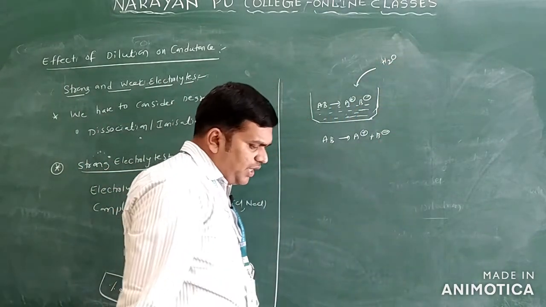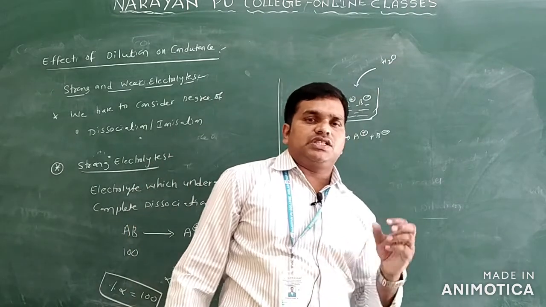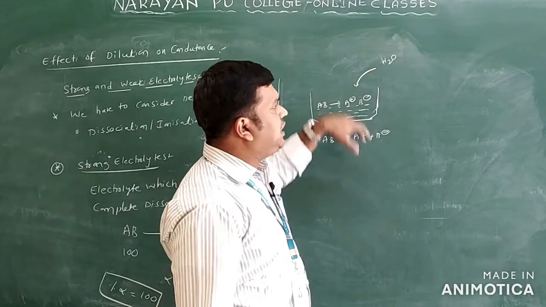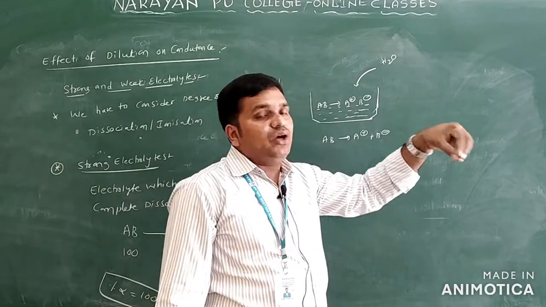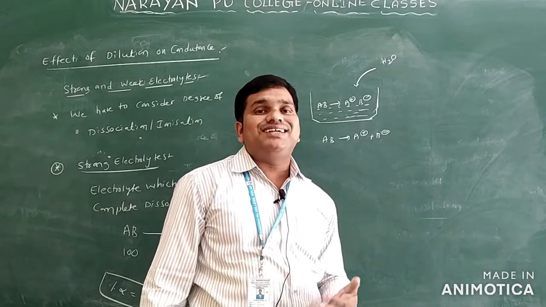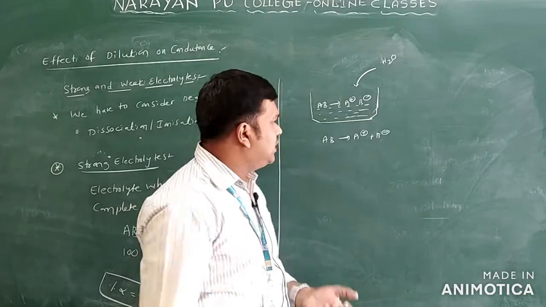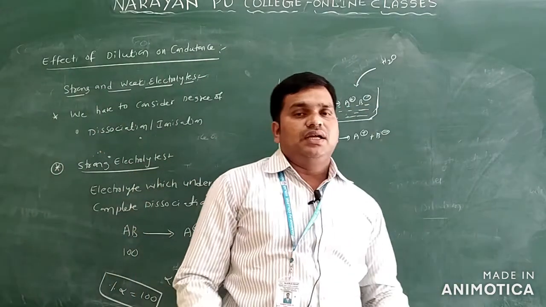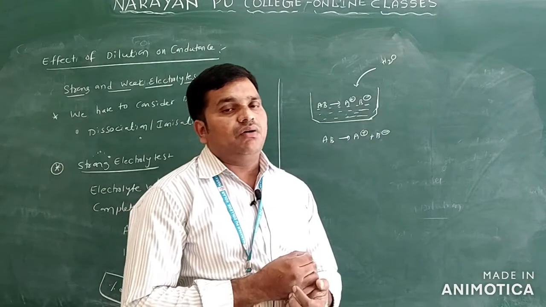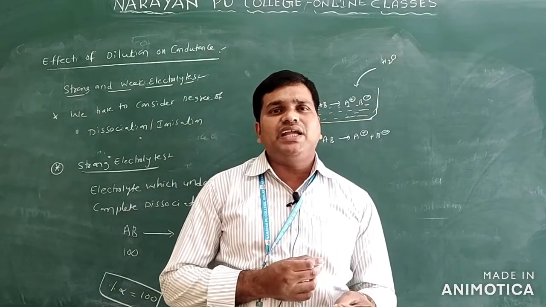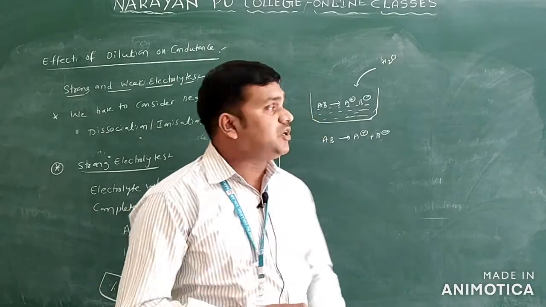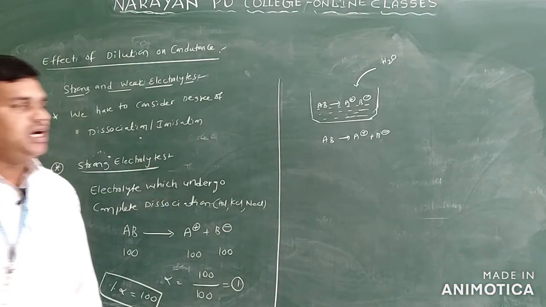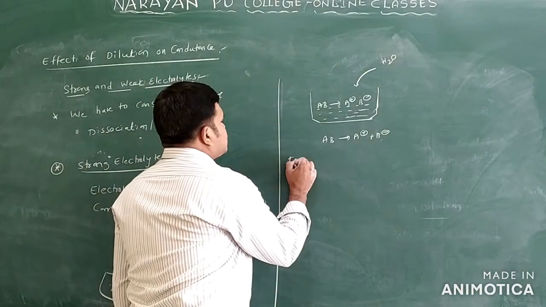So generally, if you take the strong electrolyte, it already undergoes complete ionization, but upon dilution with water, or upon adding H2O, there is no change in the degree of dissociation. Why? The degree of dissociation is already 100%. So the ions in the solution do not undergo any further change. The degree of dissociation is constant for strong electrolyte only. So that point you will write here: no change in degree of dissociation for strong electrolyte.